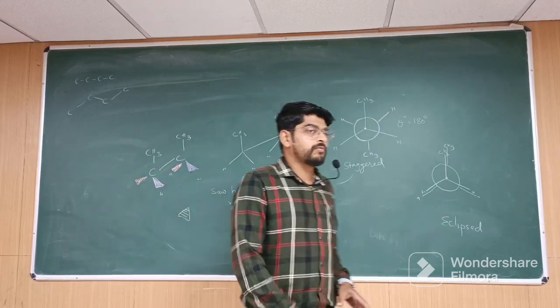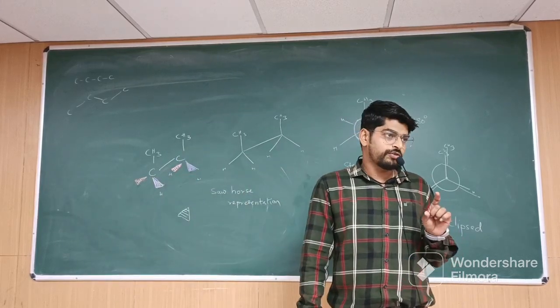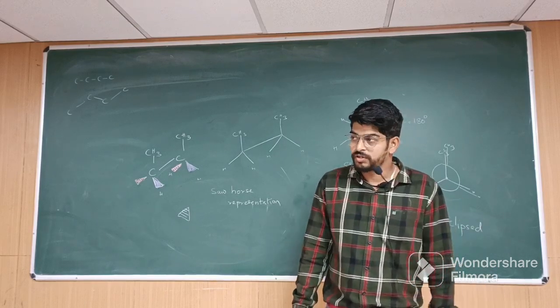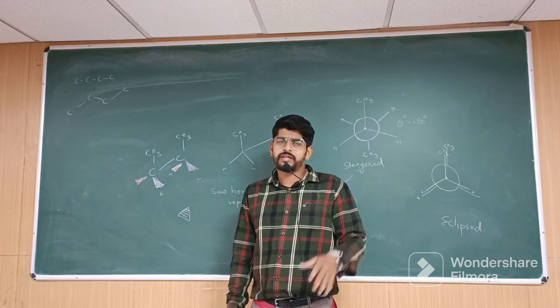Next, we have seen the molecule ethane. The next molecule we are seeing is butane. Butane has how many carbons? 4. Now, in general, we write butane like this.